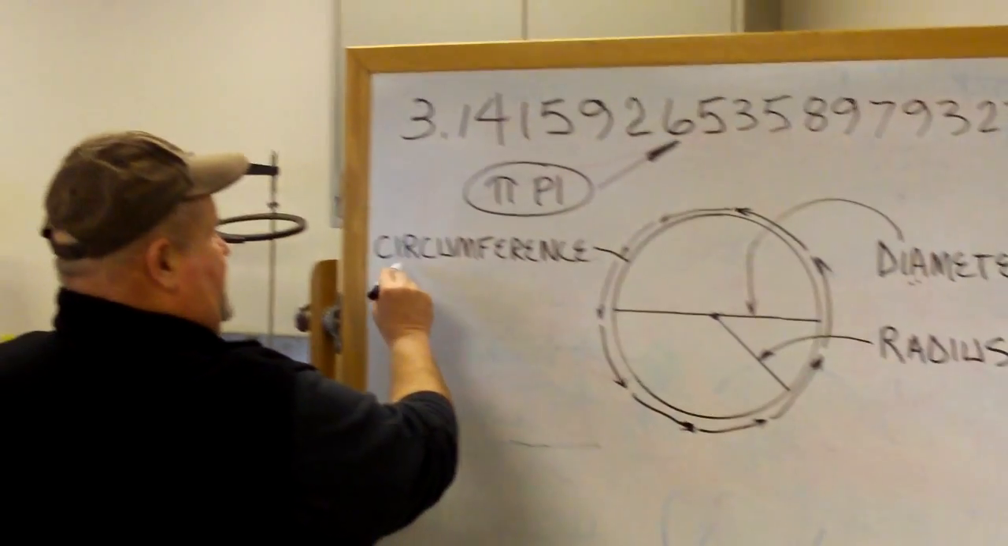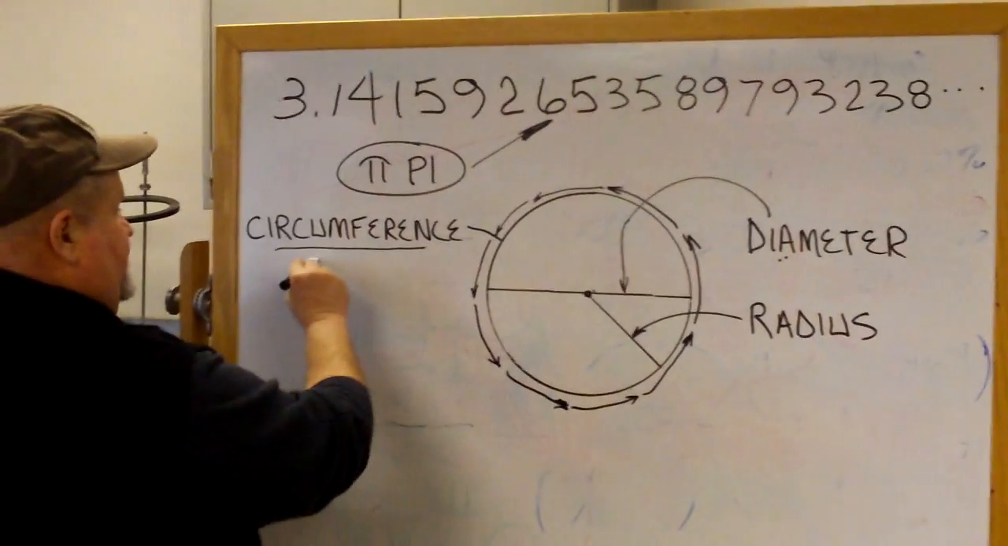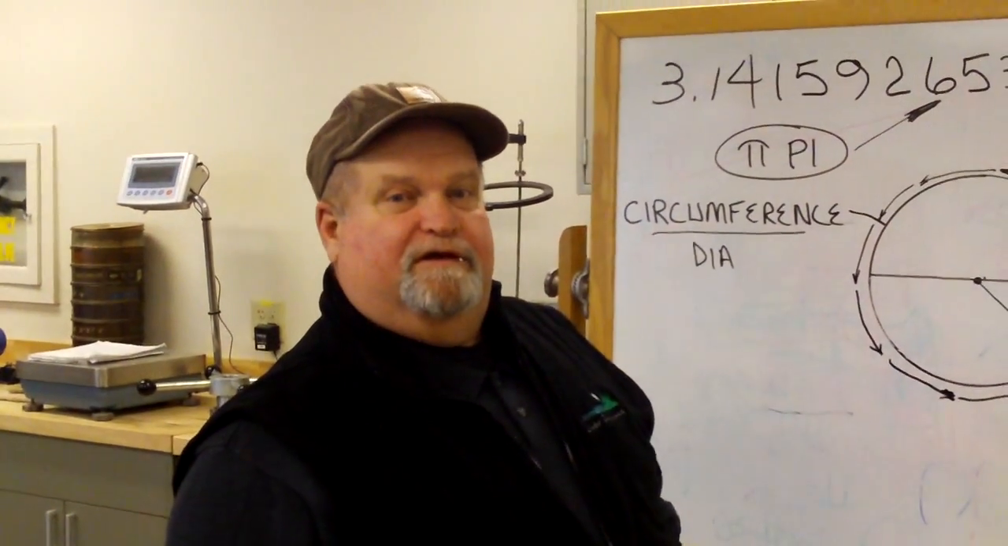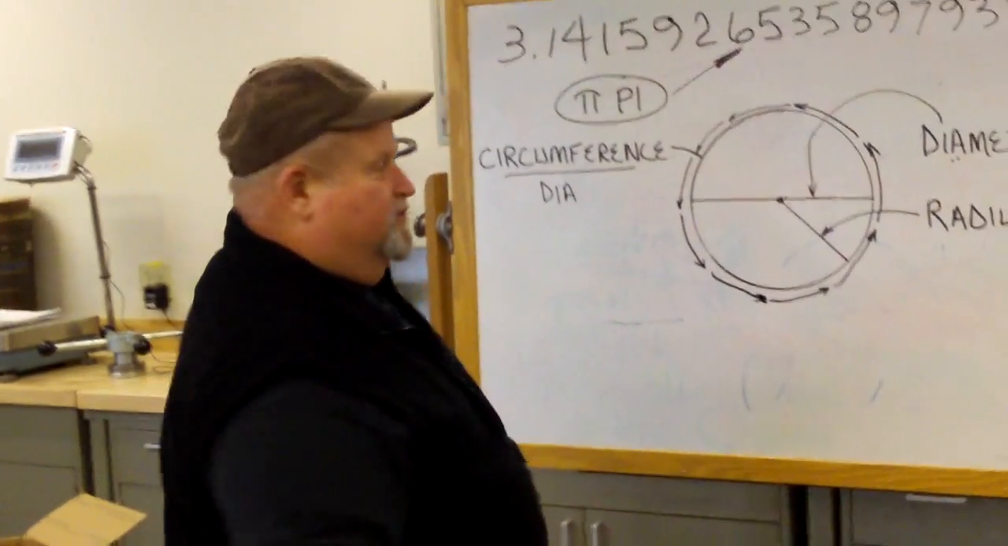If you take the circumference and divide it by the diameter, divide just means like if you have an apple and you have a friend and you want to cut it in half, you just divide it in two so you can share it with your friend.